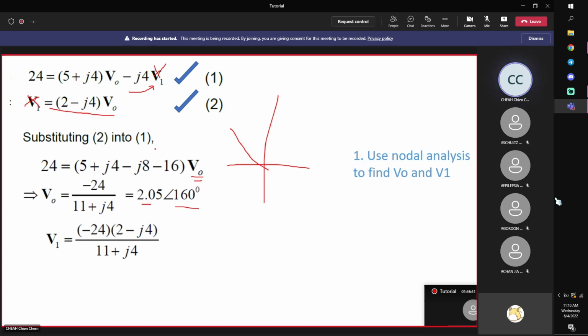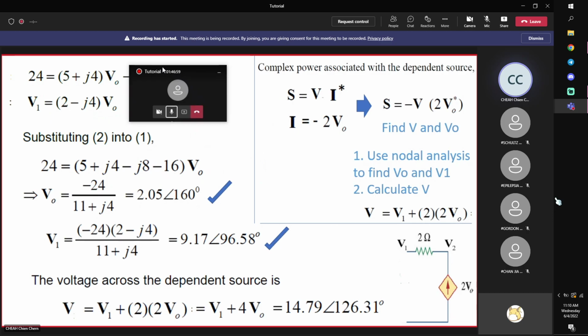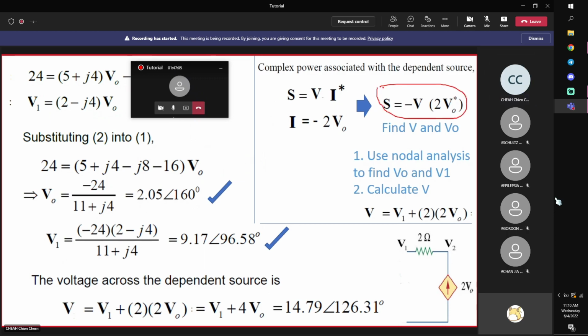Okay, after you get V0, put V0 into equation 2, you can get V1, right? You can get V1 because we want to find V0 and V1. So we have found V0 and V1 by using nodal analysis. Okay, next is to recall our overview. Actually, we want to find the complex power. To find the complex power, you need to find V and V0, right? So we use nodal analysis to find V0 and V1, and then we use V0 and V1 to find V. And after that, we get everything to calculate our complex power.